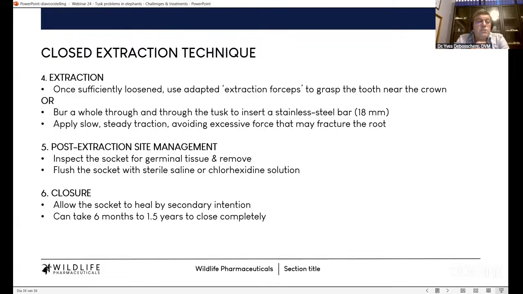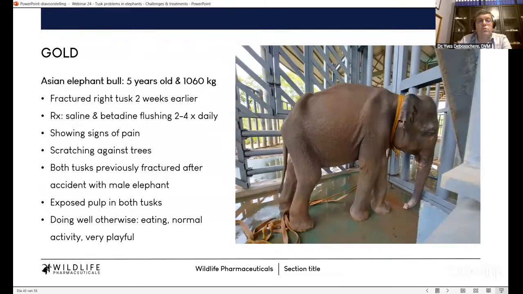For post-extraction site management, you inspect the socket for germinal tissue and remove it. Also see if there are no bony parts left, or if there is no tusk material left, and then flush the socket with sterile saline or chlorhexidine. I will never close the socket, because it will heal by secondary intention, and it can take from 6 months to 1.5 years to close completely. And in between, you can still have debris coming out of the alveoli.